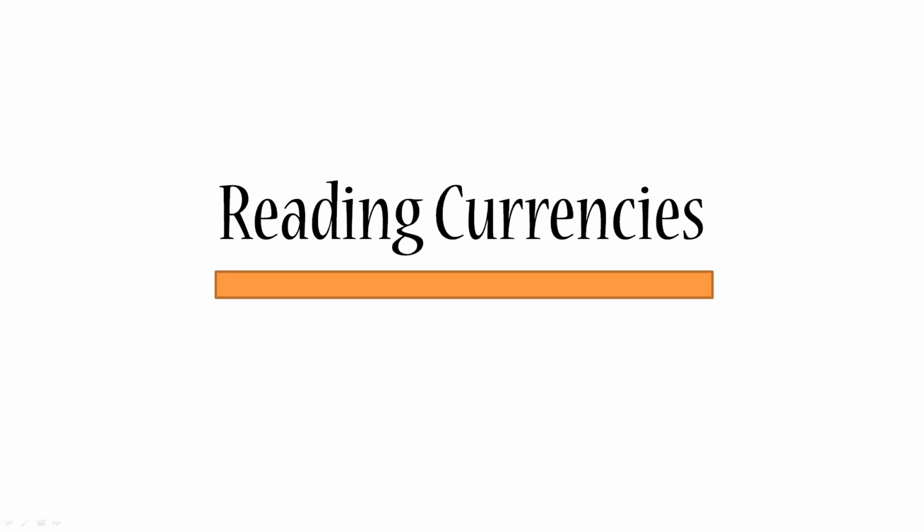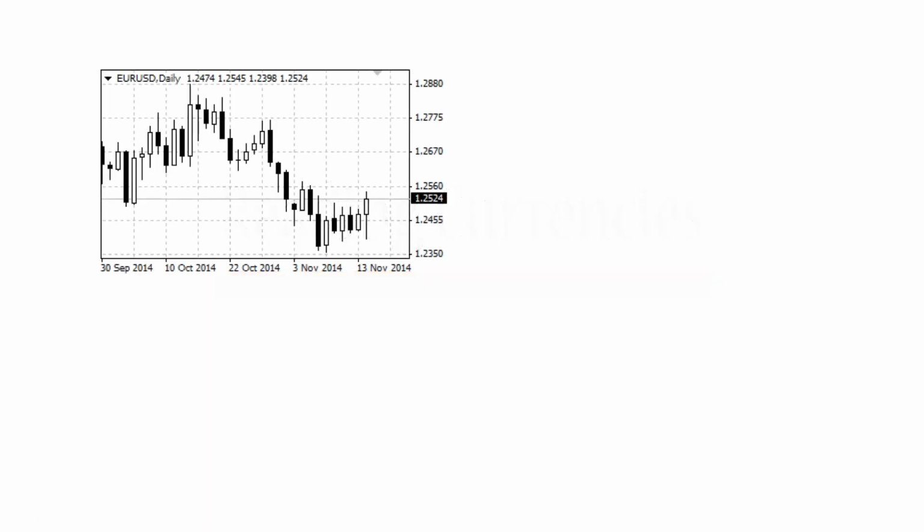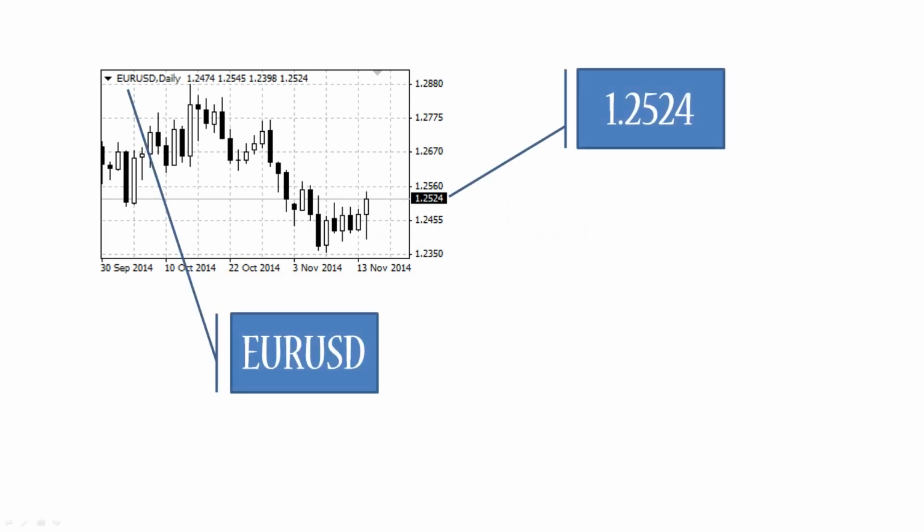In today's tutorial, we will talk about currency pairs and how to read them. So let's have a look at a chart. This is the euro-dollar daily chart, and you can see that the current price for the euro-US dollar is 1.2524. So what does that mean, and how do we understand that?